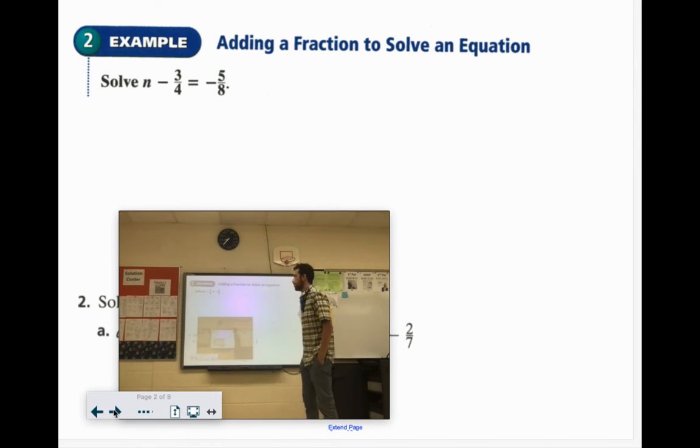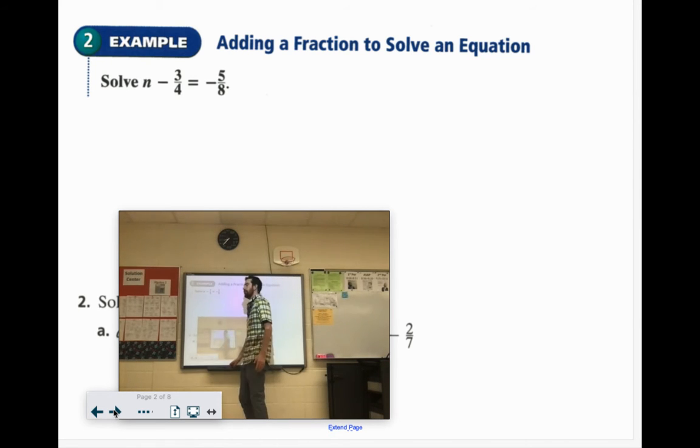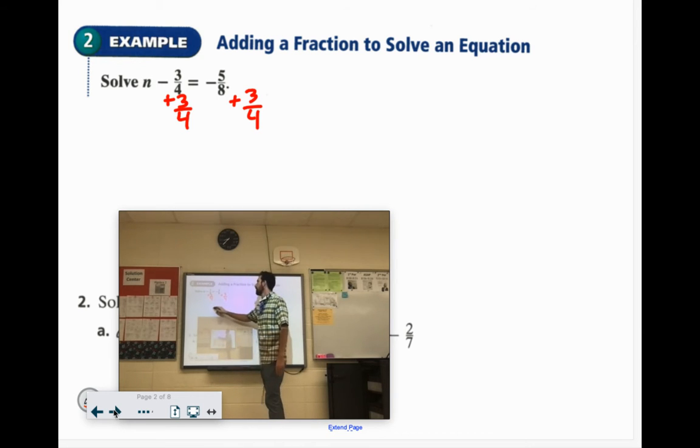So, n minus 3/4 equals negative 5/8. How do we get rid of minus 3/4? By adding 3/4. So, n is going to equal negative 5/8 plus 3/4.